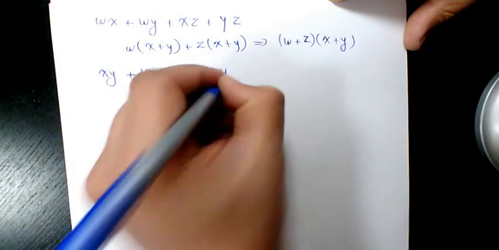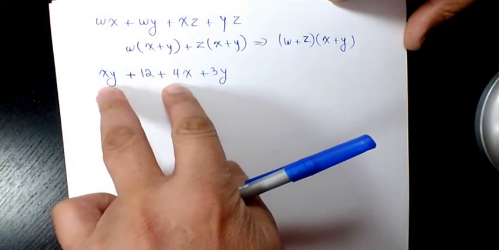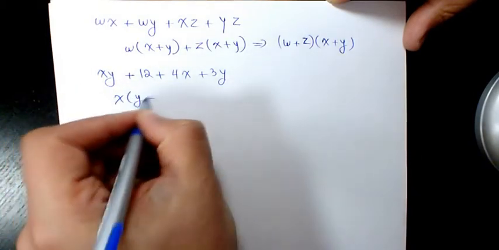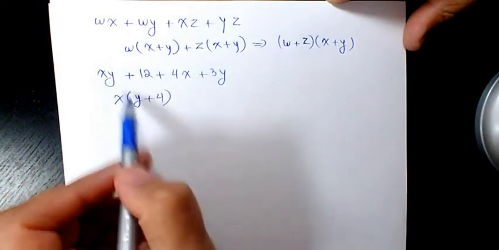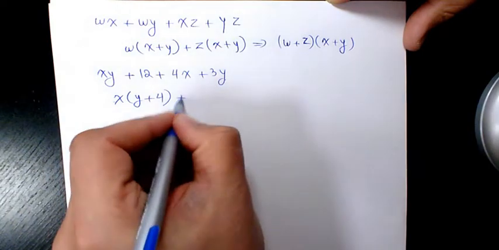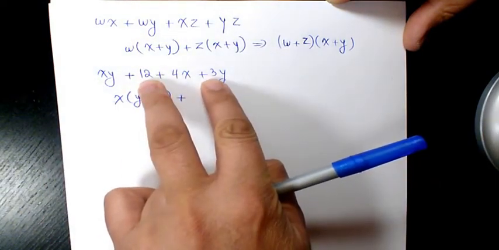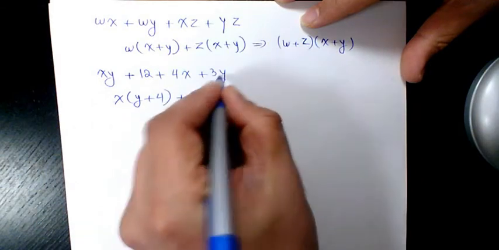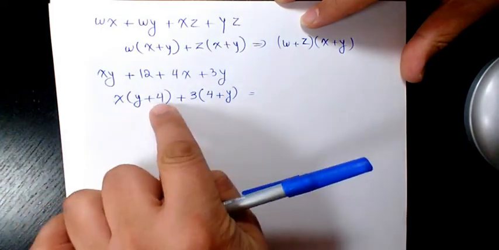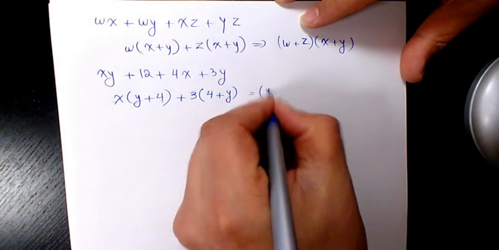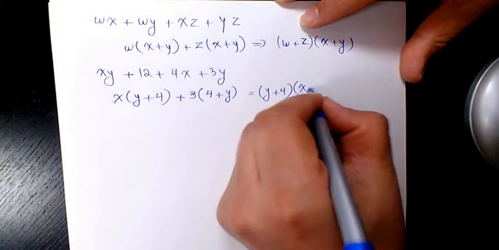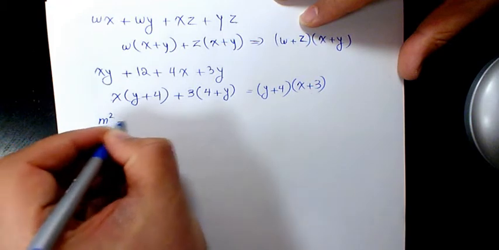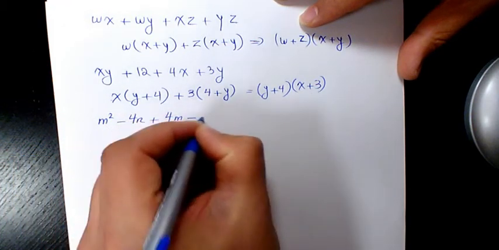Next one, it says xy plus 4x plus 12 plus 3y. Here you can factor x in here, x and x. So you can group these two and then factor xy plus 4x, because xy divided by x is going to be y, and 4x divided by x is going to be 4. Plus, in here we have 12 and 3y. We can factor 3 in here because that's common between both of them. 12 divided by 3 is going to be 4. 3y divided by 3 is going to be y. So y plus 4, 4 plus y, which is the same thing. So we can factor y plus 4. And here we have x plus 3. That's the factored form.